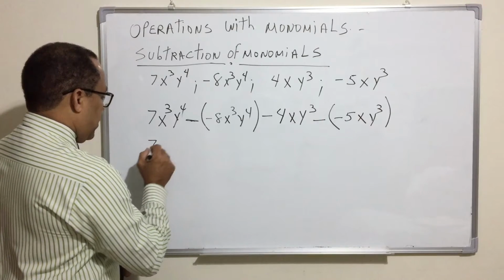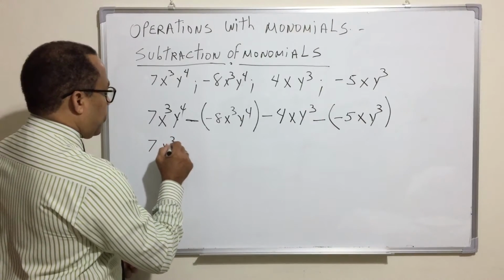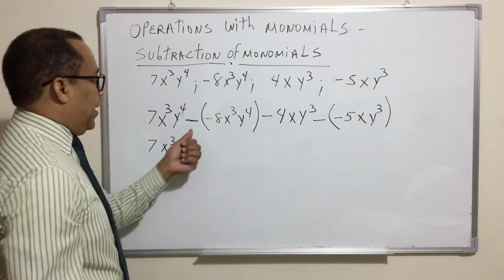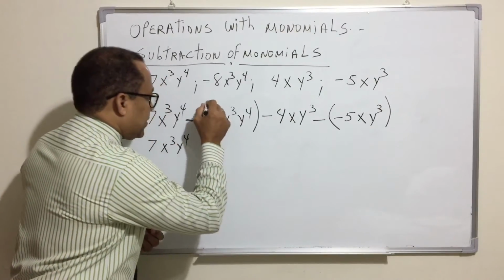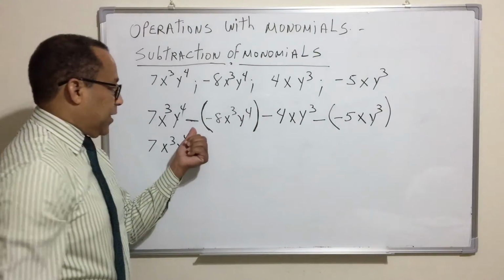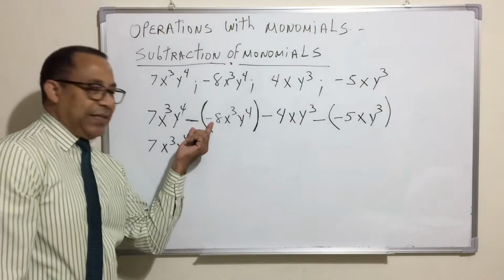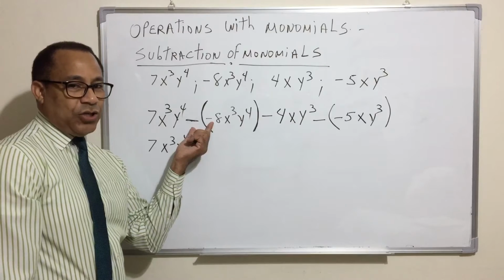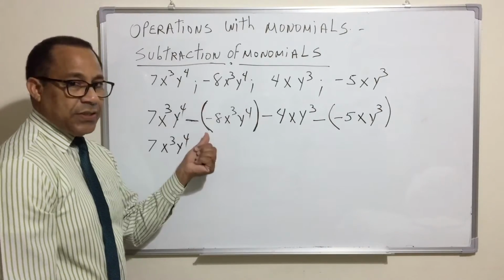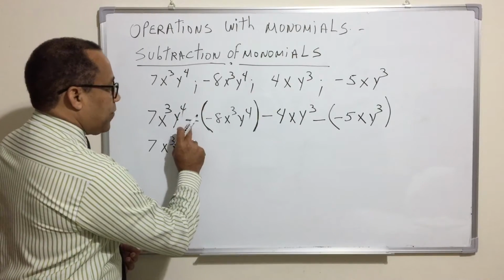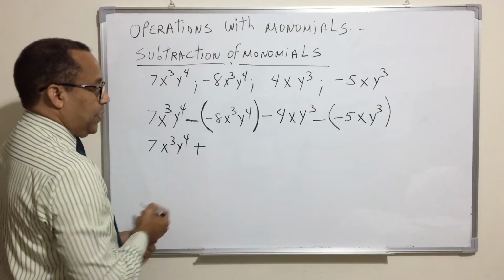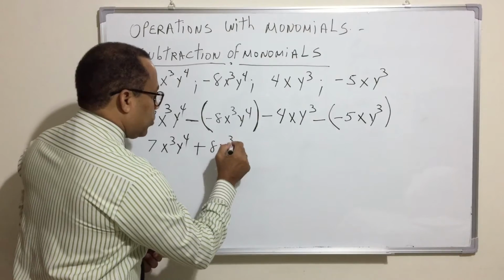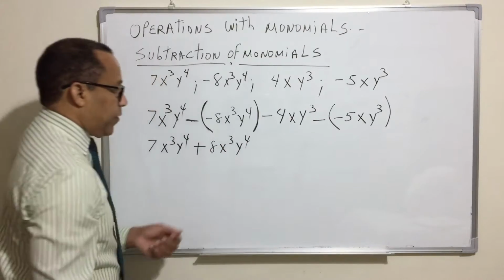So I'll bring down the 7x to the third y to the fourth. This negative sign is multiplying this negative sign. It's a multiplication because of the parentheses. So here it says negative times negative equals positive 8x to the third y to the fourth.